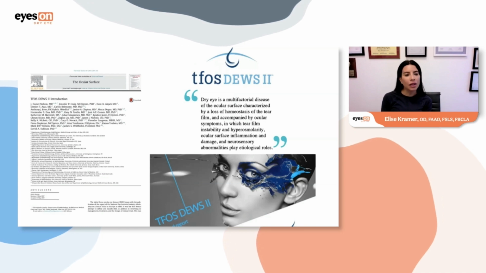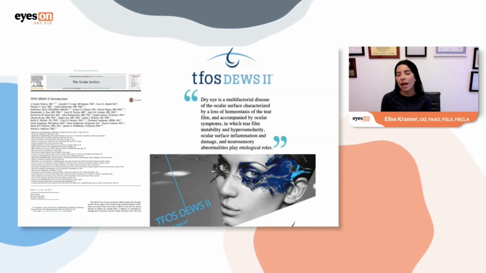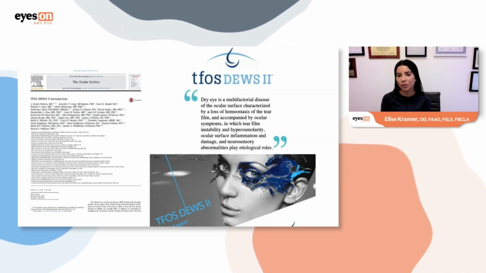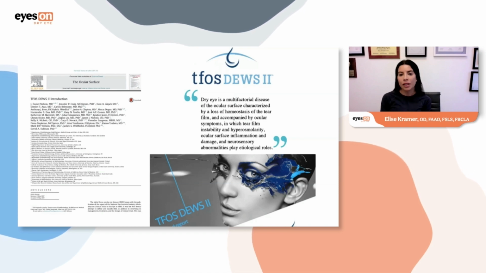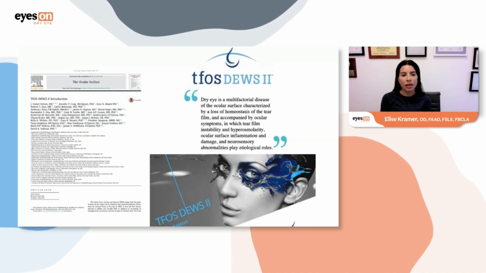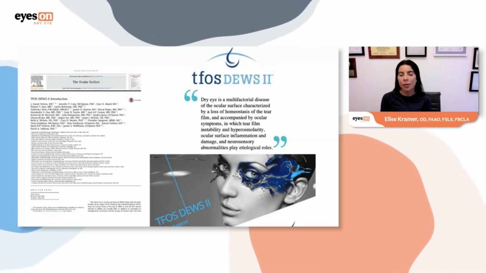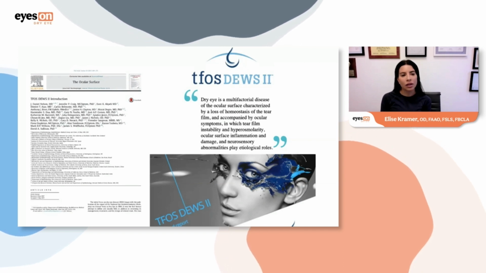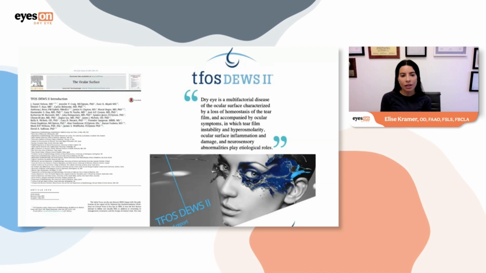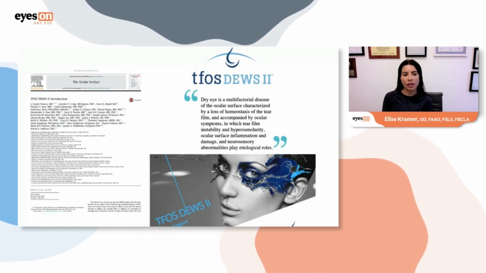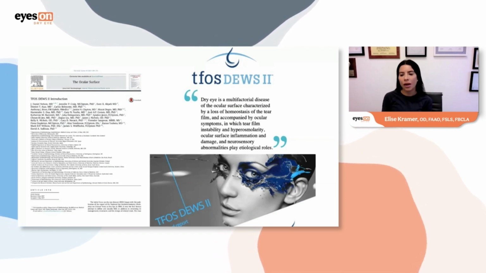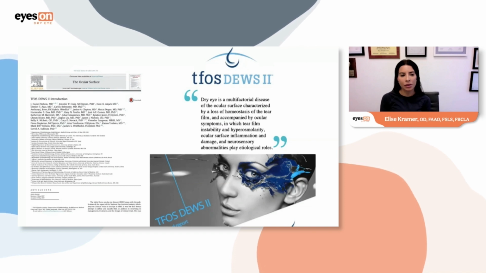For me, in this definition, obviously every word is extremely important, but tear film instability, hyperosmolarity, and inflammation are all key components of understanding dry eye. And I think also loss of homeostasis, and trying to restore that homeostasis, is really key to understanding why we use the treatments that we use.